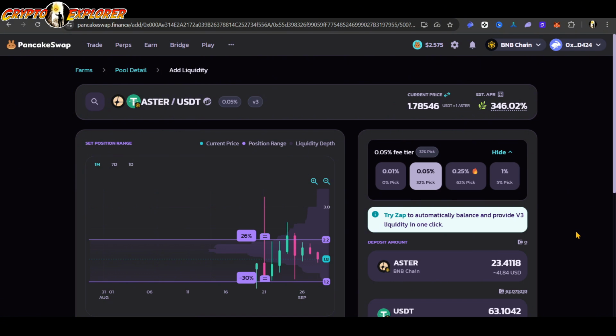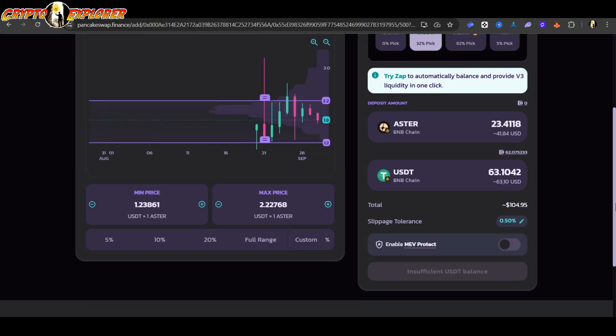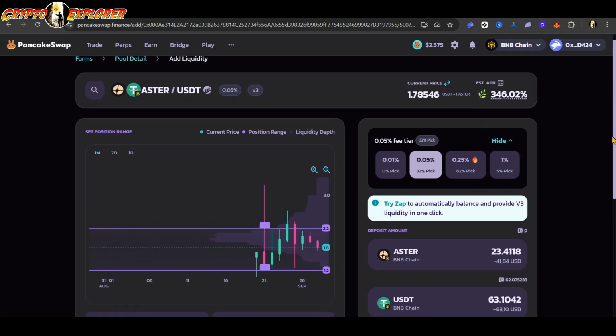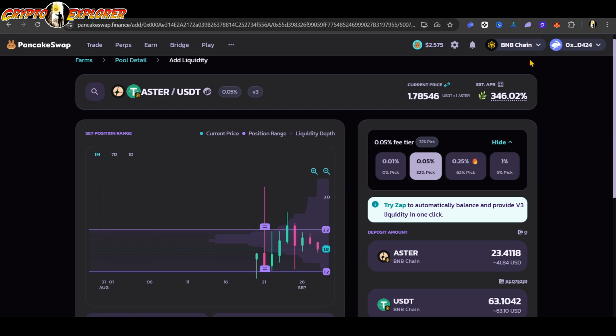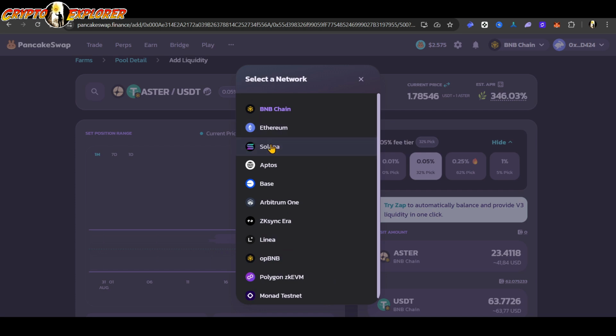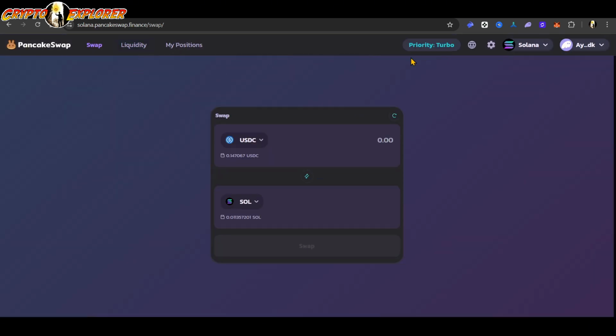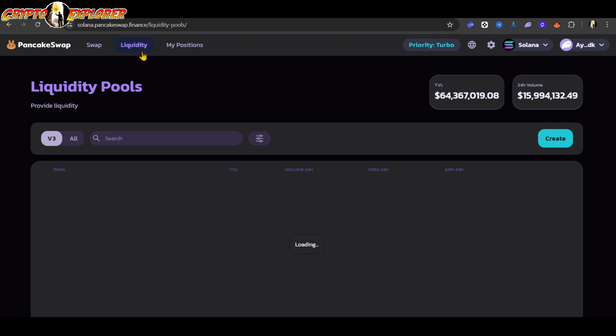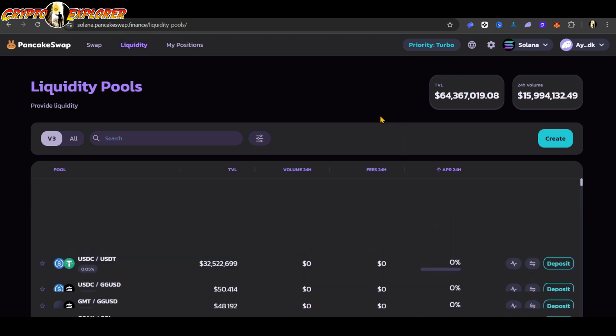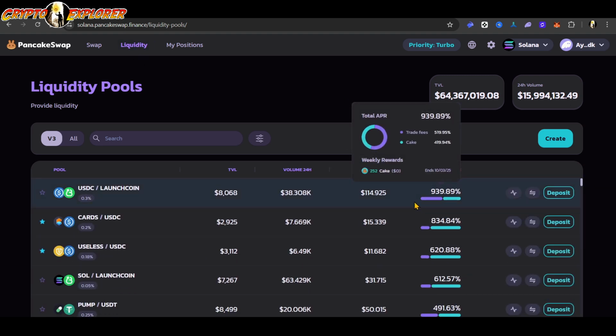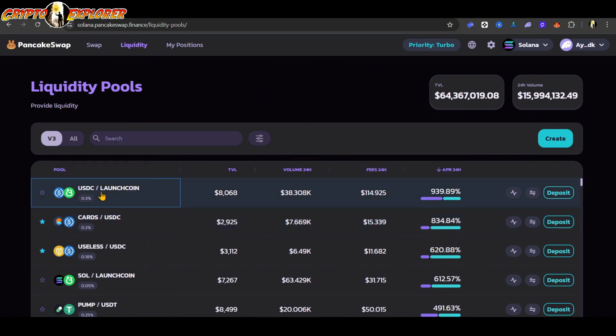Okay, so this is all it has to do with liquidity pools, adding liquidity, and setting ranges on the EVM blockchains. Now let's switch over to Solana. So we can go here and click on Solana. All right, so we are on Solana. Now we go on to liquidity and we will find a pool. Let me just go with a random pool. Let's go with the one with the highest APR, USDC launch coin.